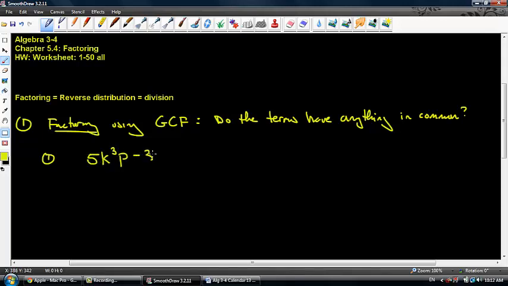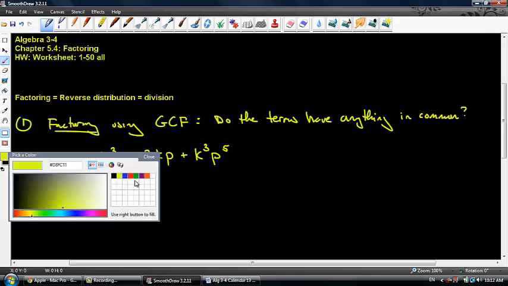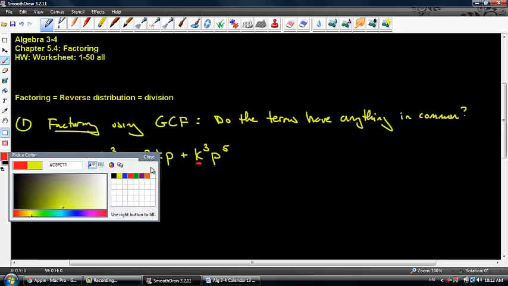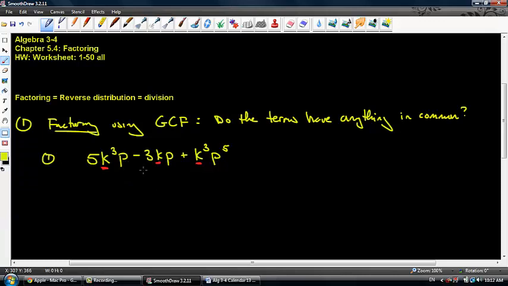So when we look at our example here, example 1, if I say 5k to the third p minus 3kp plus k to the third p to the fifth, you've got to ask yourself, do they have anything in common? Well, of course they do. Each term has some sort of variation of k in it. This one has a k to the third, k to the first, k to the third again. And in fact they each have a p as well. So what we're going to do is factor out a k, because that's all I can do.